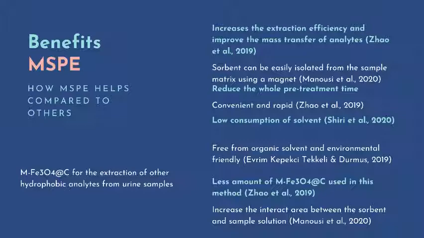Next, the amount of magnetic graphitized carbon black used in this method was obviously less than that used in solid phase extraction due to the relatively high surface area of graphitized carbon black. Thus, MSPE increased the interaction area between the sorbent and sample solution. Lastly, the magnetic graphitized carbon black can be used for the extraction of other hydrophobic analytes from urine samples.